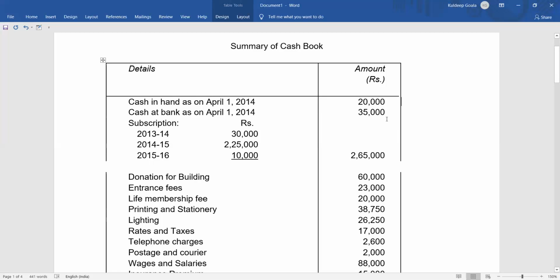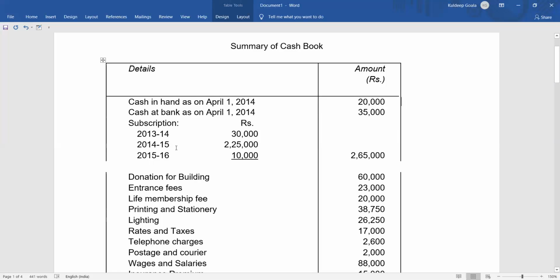As I have already told you in the previous video while discussing the proforma, the receipts and payment account is a cash book of a not-for-profit earning organization. So for them, this cash in hand and cash at bank at the beginning of the year will be the opening balance. So two balance brought down: cash in hand 20,000, cash at bank 35,000.